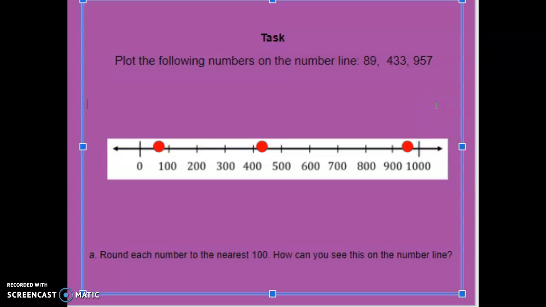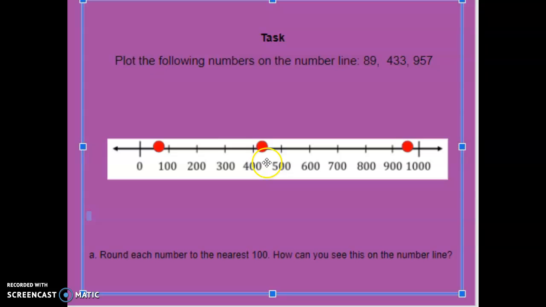So now we're ready to start thinking about how we're going to round these numbers. If you look at this number line, what 100 would 89 round to? Is it going to round to 0 or is it going to round to 100? Looking at this number line, we can see visually that 89 is going to round to 100 because it's closer to 100. So it's going to round to 100.